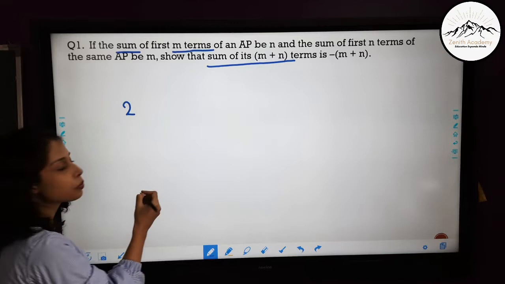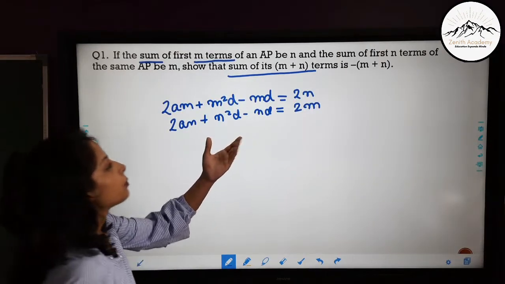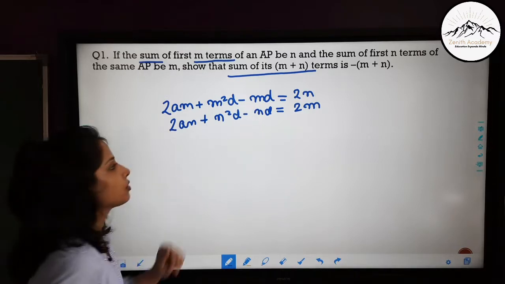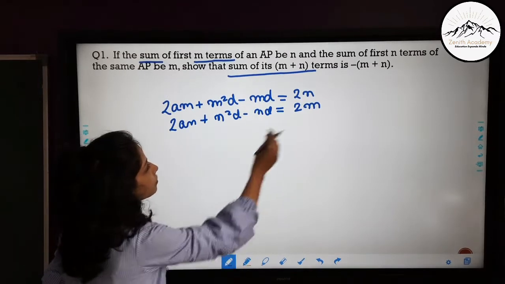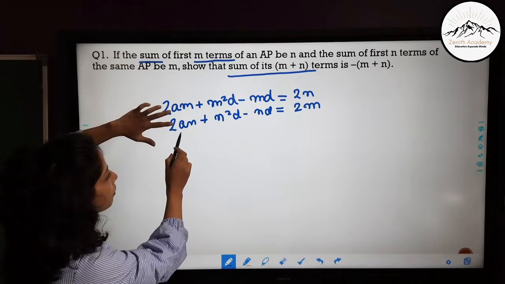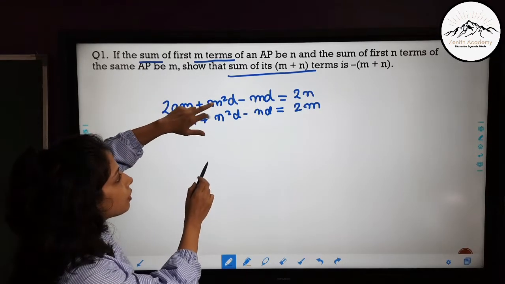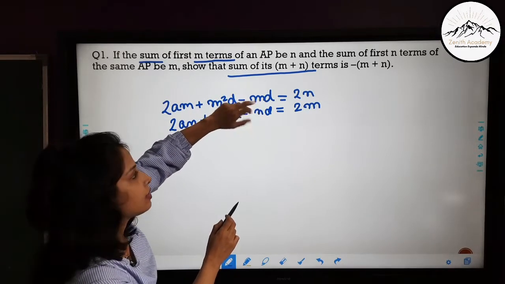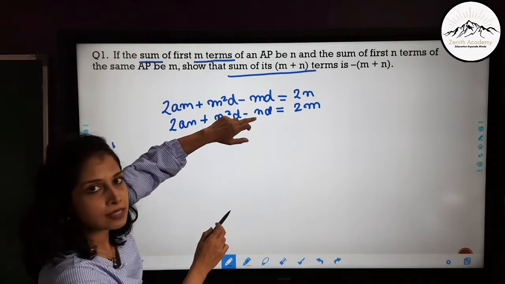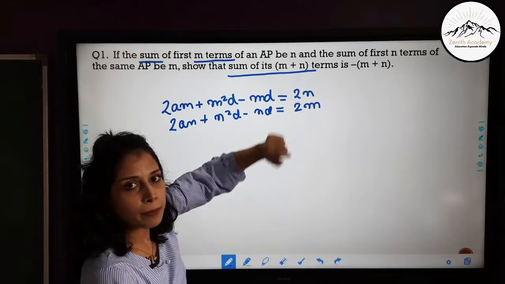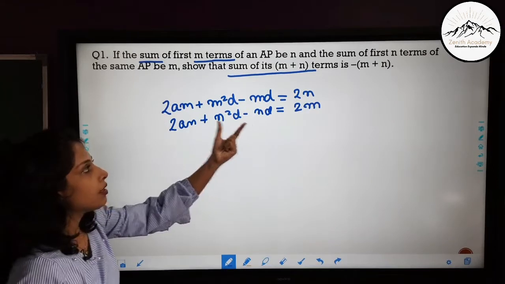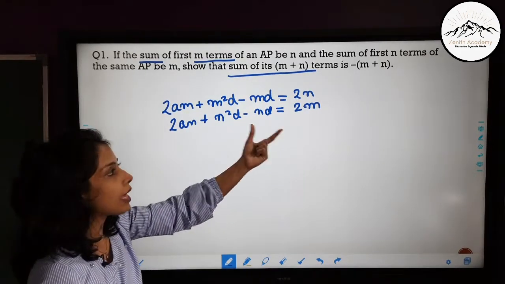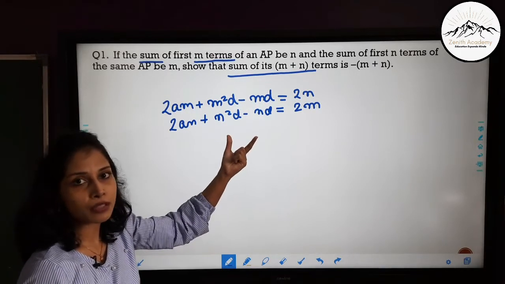I am writing equations 1 and 2 again. Now please see carefully. If I perform addition on these equations, what we will get? See, 2a will be common, (m plus n); d will be common, (m square plus n square); and d will be common again here, minus d, and we'll get (m minus n); 2 will be common and we'll get (m plus n). But can we cancel those terms to simplify it more? We will not be able to cancel those terms.